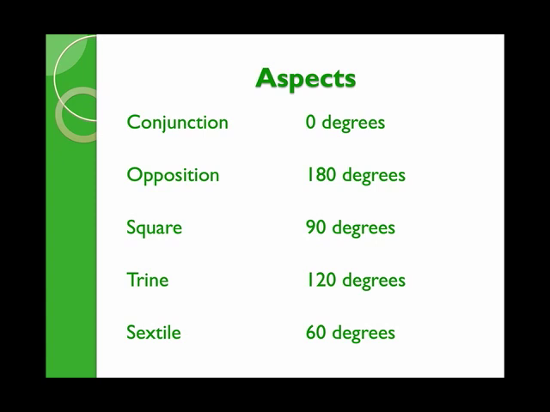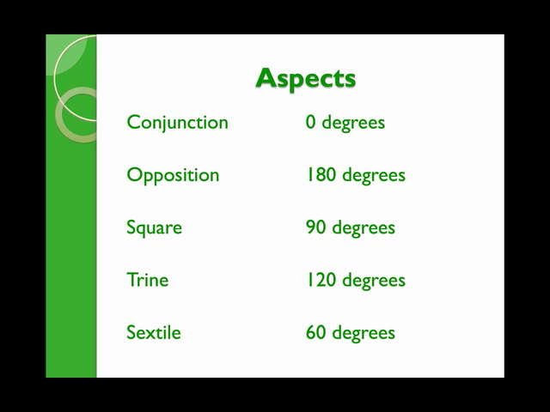So the aspects, the conjunction, of course, is when two planets are next to each other, very close, within whatever orb you're using. We usually use 8 degrees. Sometimes we use 10, even with the sun. People use 15 sometimes. So again, the ideal is it's 0 degrees.